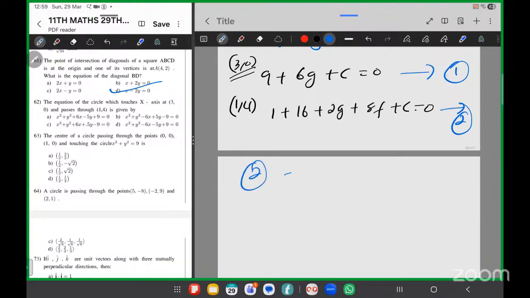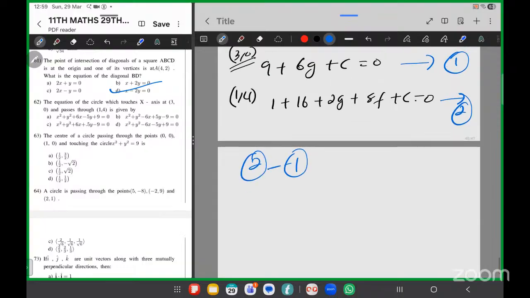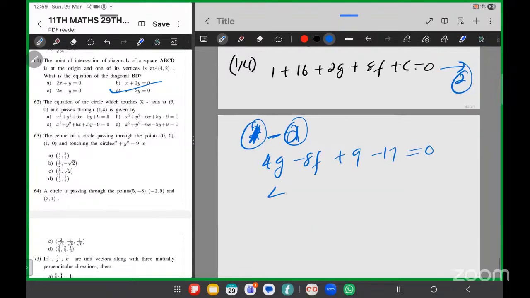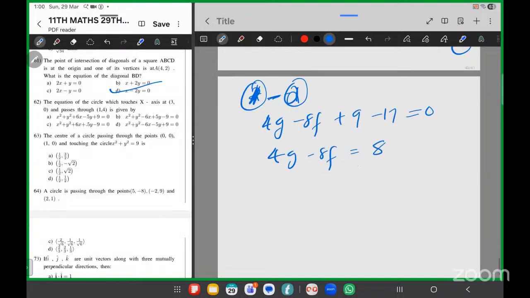If you subtract this one, it will become 1 minus 2, 1 minus 2. Minus 4g minus 0 plus 9. Minus 8f plus 9 minus 17 equal to 0. 4g minus 8f, plus 8. So g minus 2f equal to 8.